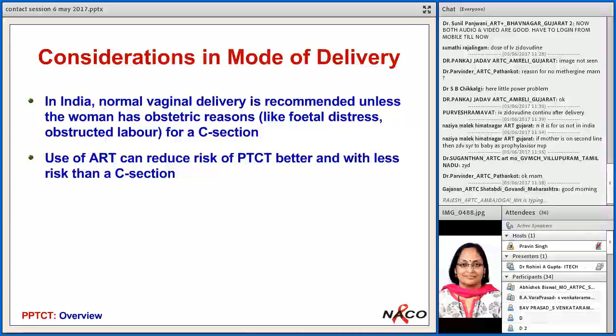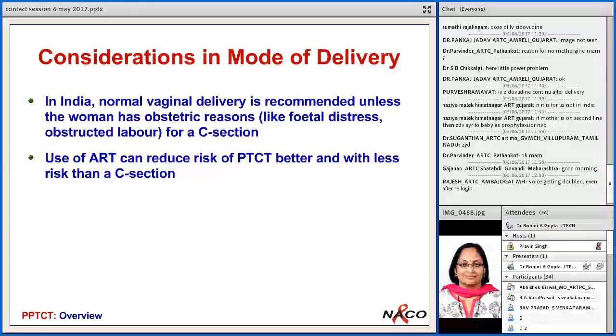Considerations in mode of delivery in India: normal delivery is recommended unless the lady has obstetric reasons for cesarean section, like fetal distress or obstructed labor. So all should be advised vaginal deliveries. This is similar to what is advised in non-HIV infected mothers.